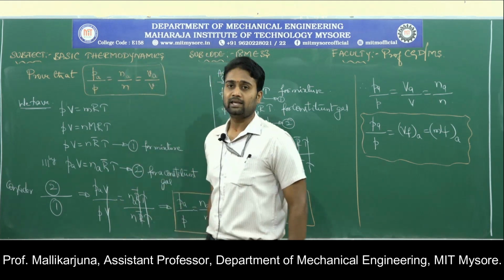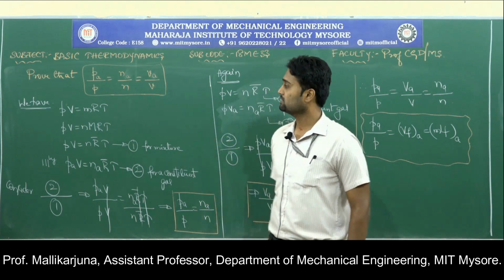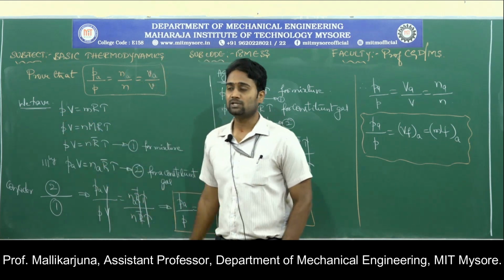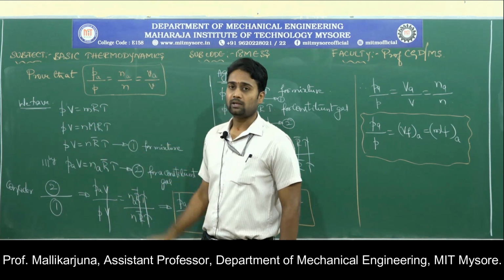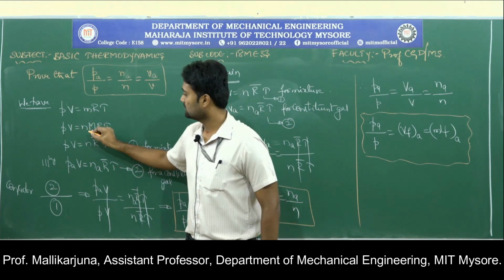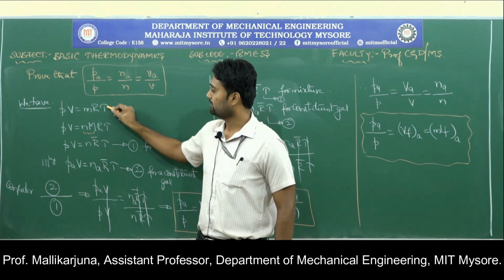These ratios are equal. That is nothing but the proof. I need to prove this. So because of that, what I have done is I have taken the base equation, which is nothing but PV is equal to mRT. Now PV is equal to m, mass can be written as n into M. This is nothing but small m, and RT.